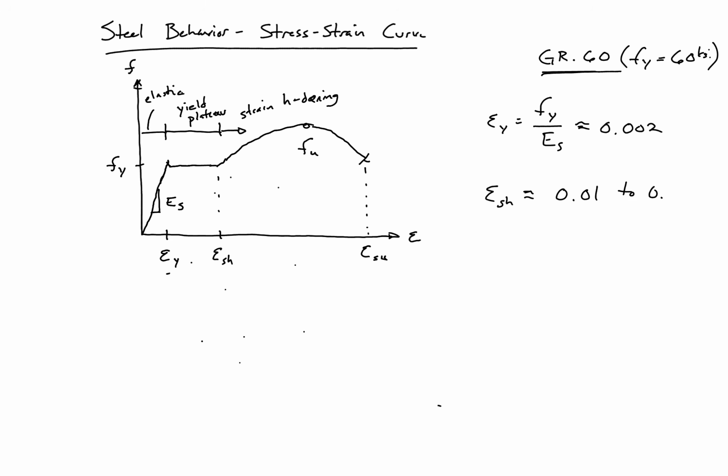So then for grade 60, our strain hardening strain is about 0.01 to 0.02, and our ultimate strain is about equal to 0.1. So these are the values, and in the next video we'll look at some ways to idealize these curves.